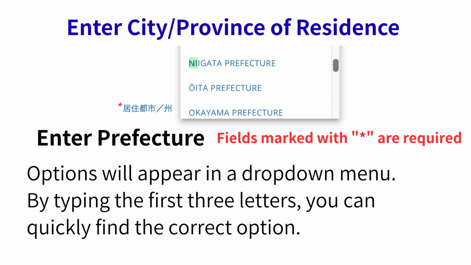Enter the prefecture where you currently reside. When you open the drop-down menu, a list of options will appear. Typing the first 3 letters will help you quickly find the correct option. For example, if you type NII, options like Niigata Prefecture will appear.